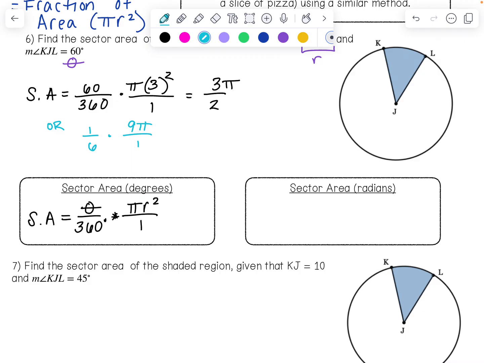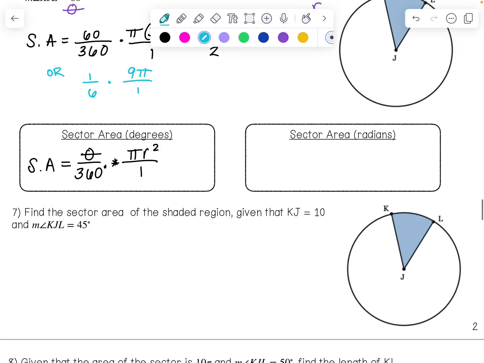If you are feeling kind of okay and you want to try some on your own, I encourage you to pause the video now, try example 7, and then you can tune back in and watch me do it to check your answer.